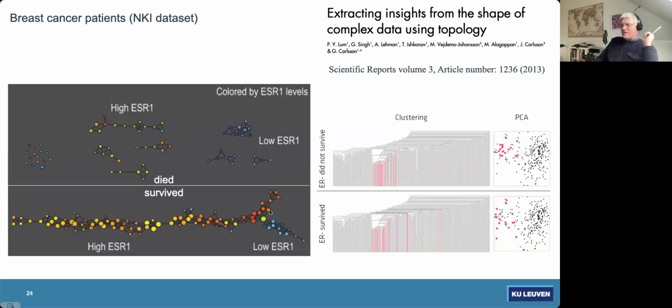Even more so, if you take all these patients and you do a clustering, hierarchical clustering or PCA, and you select these patients, these ones, you cannot actually find them back. They're spread out. If you look at clustering or PCA, you cannot identify that subgroup. So topological data analysis is really strong there.